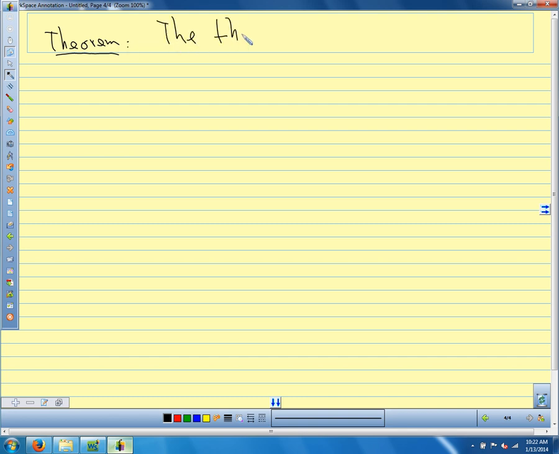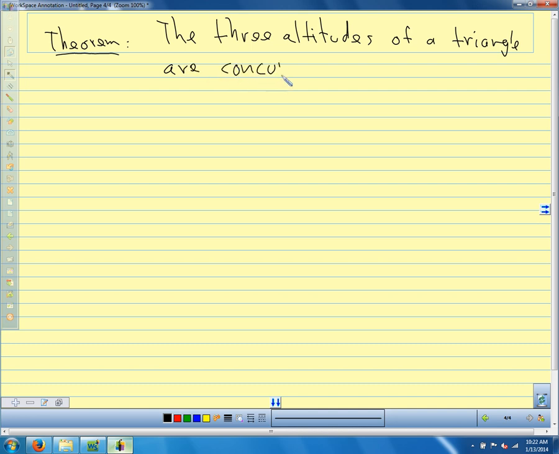The three altitudes are concurrent at a point, they all intersect at the same place, a point called the orthocenter.